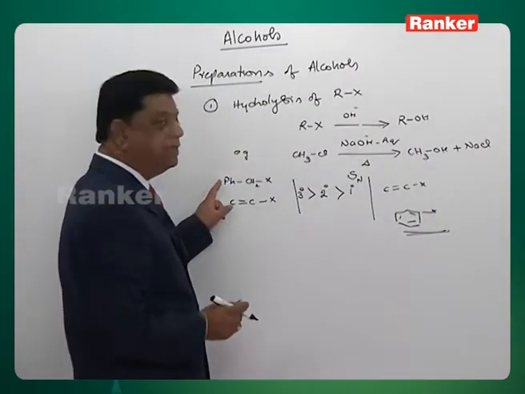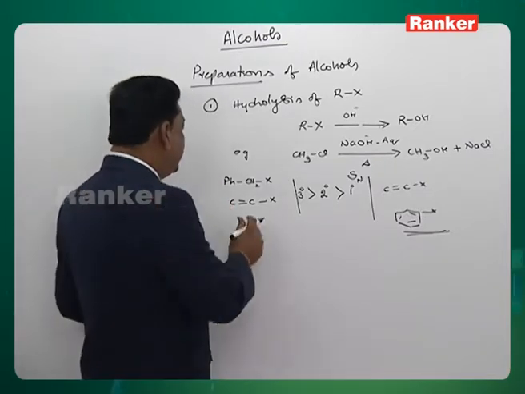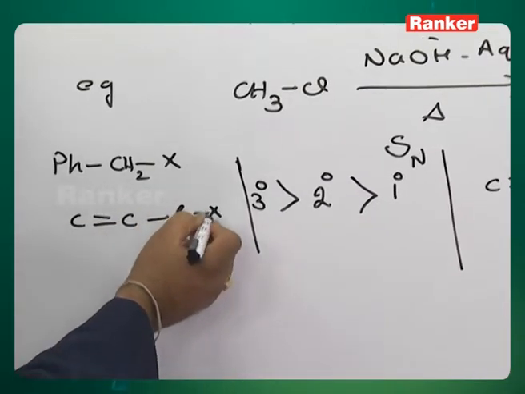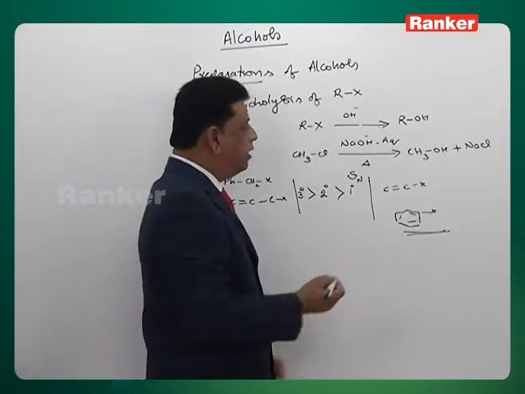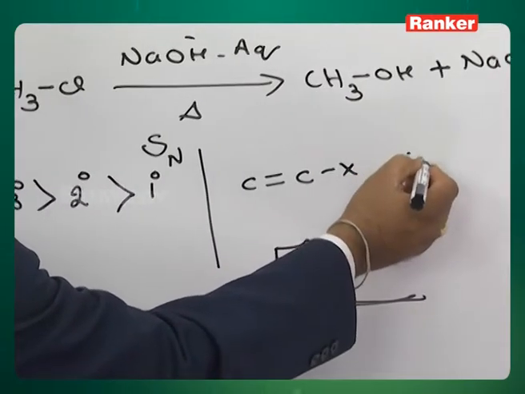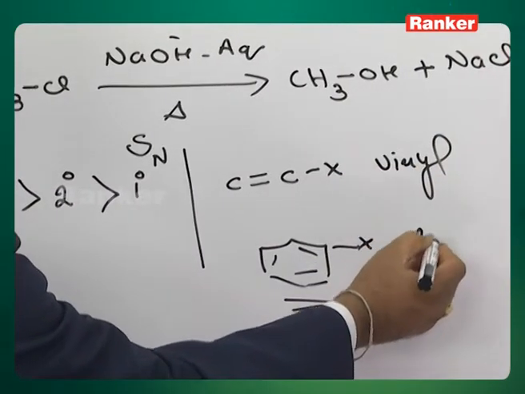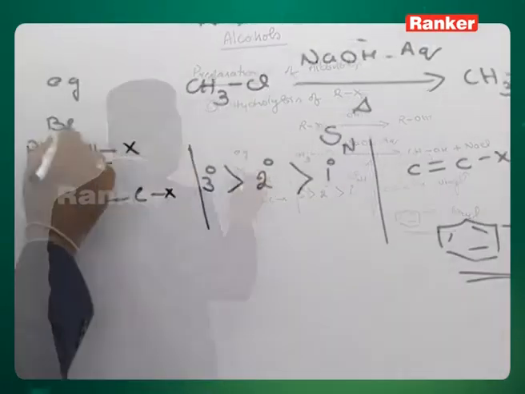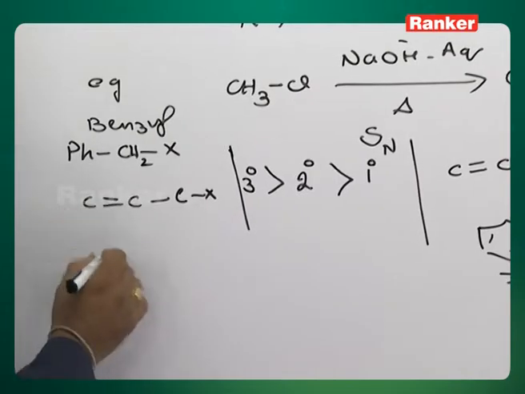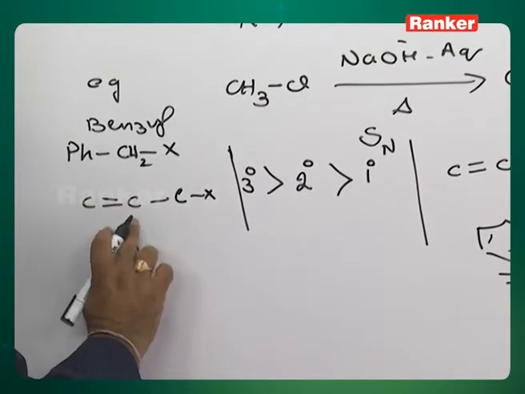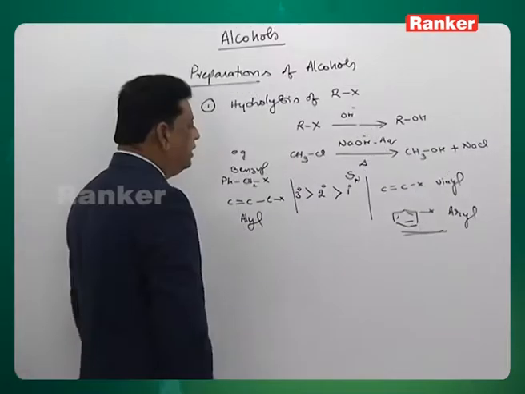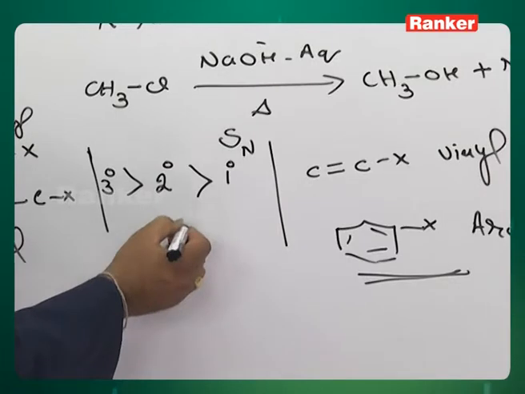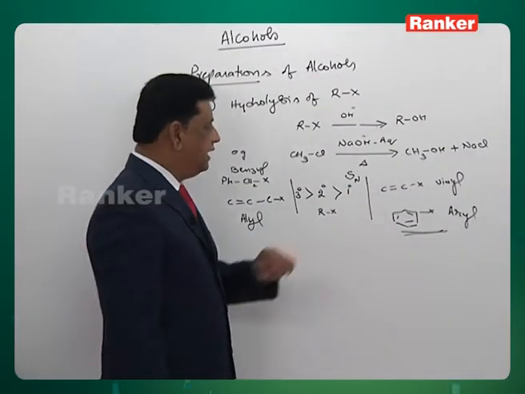So, first benzyl halides, then the allyl halides. Allyl means the carbon next to the double bond carries the halogen. If the halogen is on the double bond itself, these are called vinyl type. These are all aryl. The first variety is benzyl, then the second variety allyl. Then the 3 degree, 2 degree, 1 degree alkyl halides come under the alkyl halides. Then vinyl and aryl.